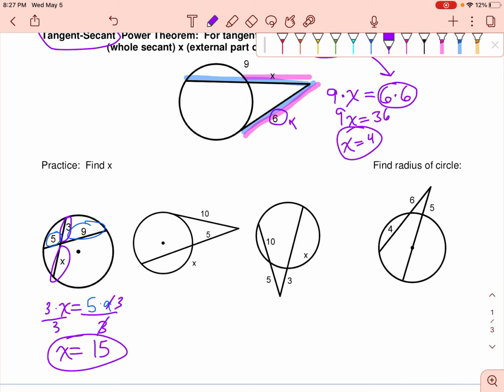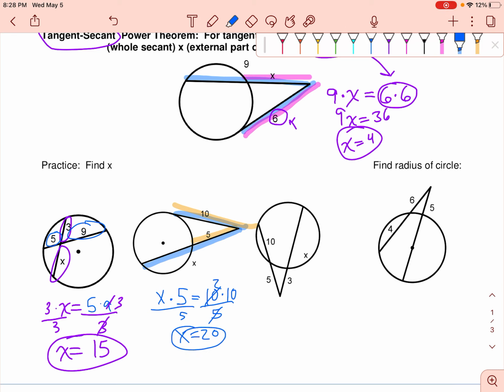Okay, so let's go ahead and work on this one. So the whole thing times the part sticking out is equal to the whole thing times the part sticking out. Okay, it just so happens that those are the same. Whole thing times the part sticking out. Again, divide by 5. X is 20. 10 times 10 is 100, divided by 5 is 20.